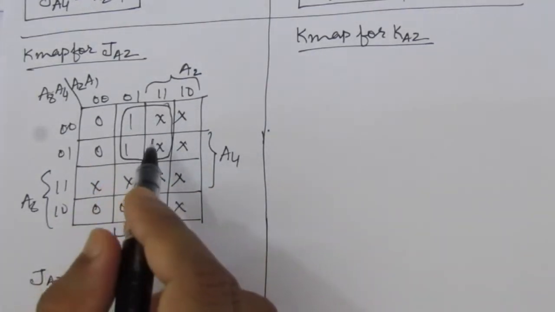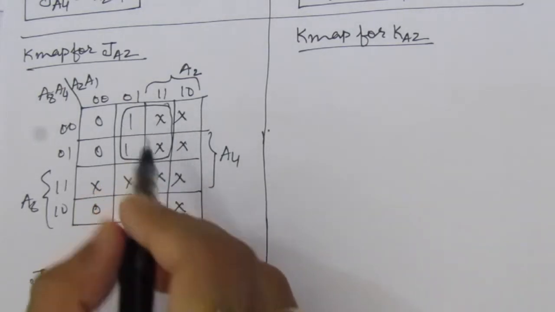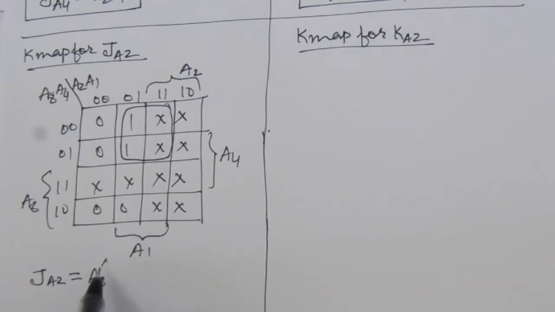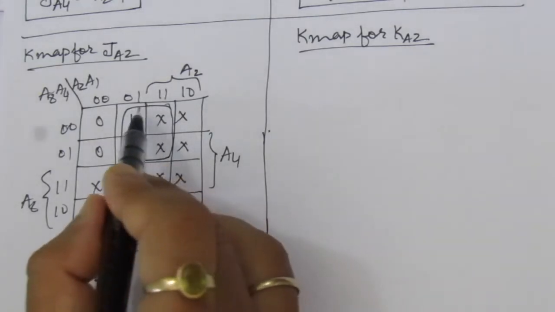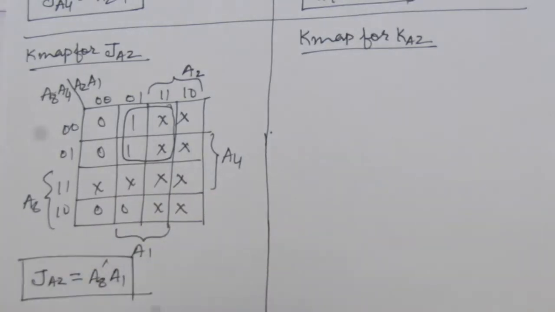So for this term we'll have JA2 is equal to, here we have A8 bar for these two rows, A8 complement, into, from these two columns we'll have A1. So we have got the expression for this JA2.